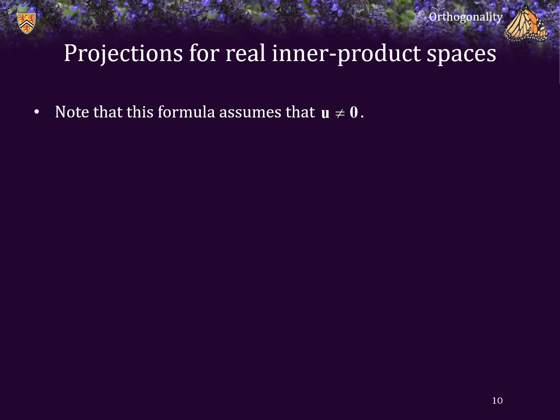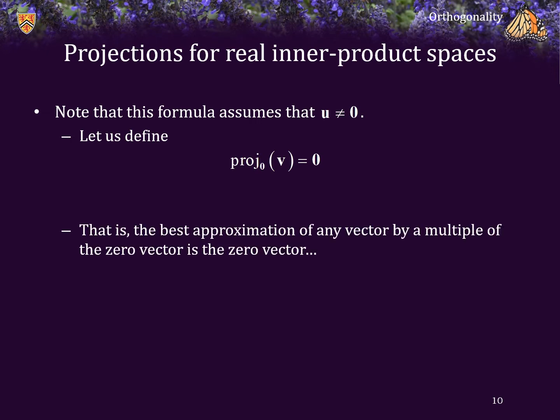Now, just one special case. The formula we just derived assumes that u is not equal to the 0 vector. Let us define the projection of any vector onto the 0 vector as simply the 0 vector. After all, the best approximation of any vector by a multiple of the 0 vector is the 0 vector itself. Not a very good approximation, but technically correct. In general, in this course, however, we will always be projecting vectors onto non-zero vectors.